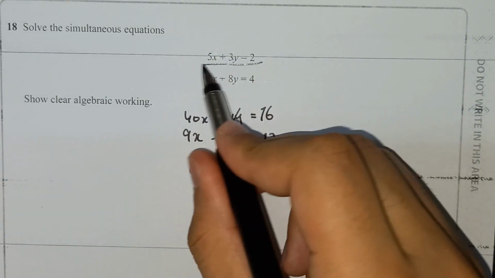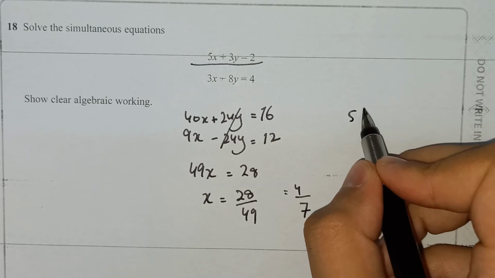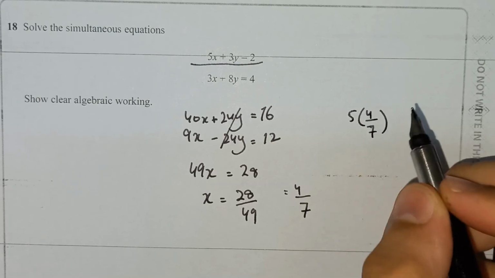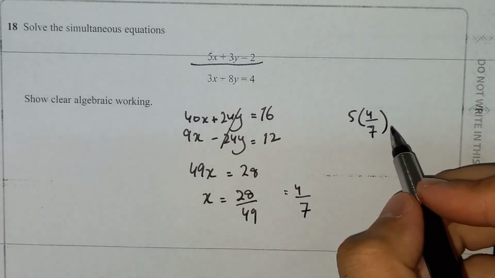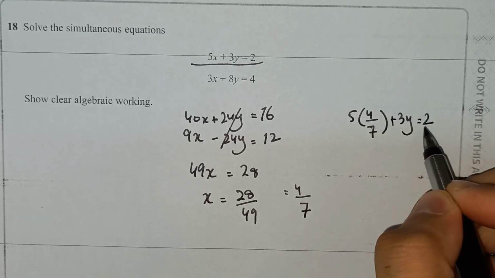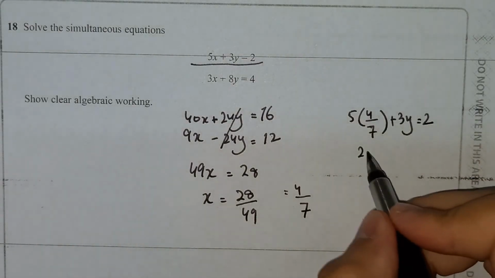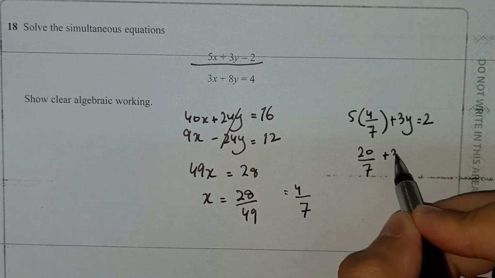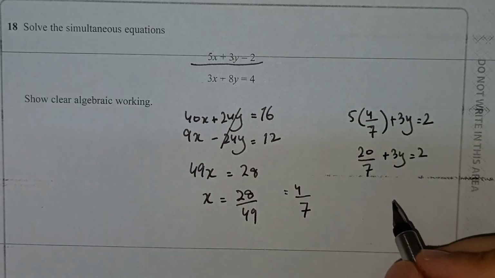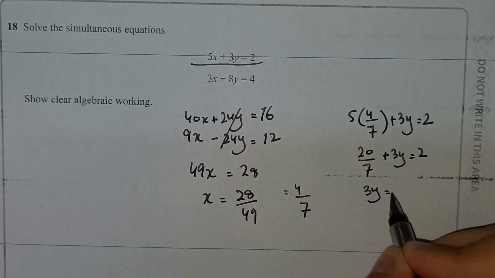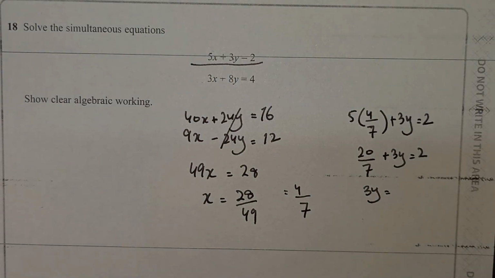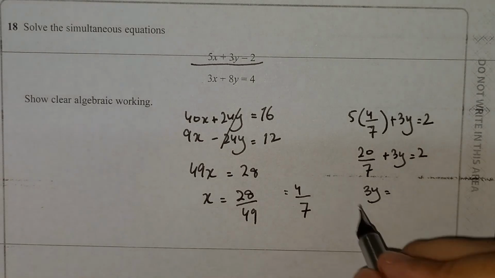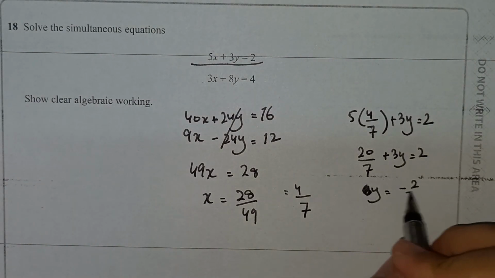Now to find y, take one of these two equations, substitute the x value with this. We will take this equation first. 4/7, we substituted x with the value we found, plus 3y is equal to 2. Now we need to calculate the whole thing, which gives us 3y is equal to 2 minus 20/7, and we will just simply divide it by 3 as well. The whole thing is minus 2/7.